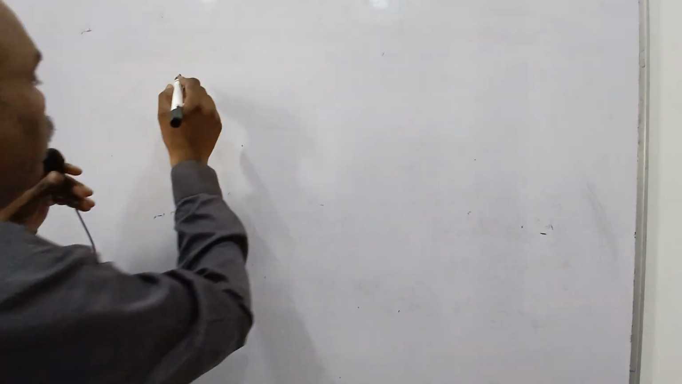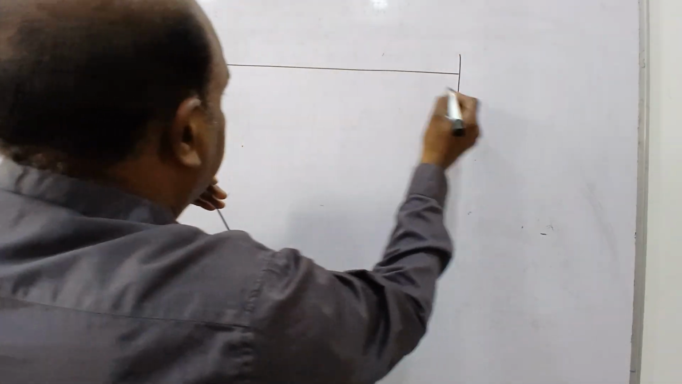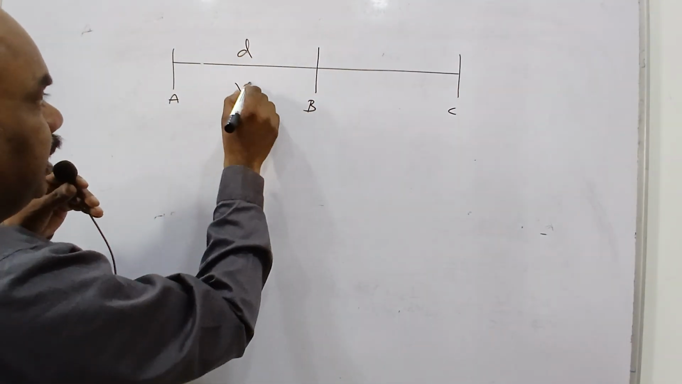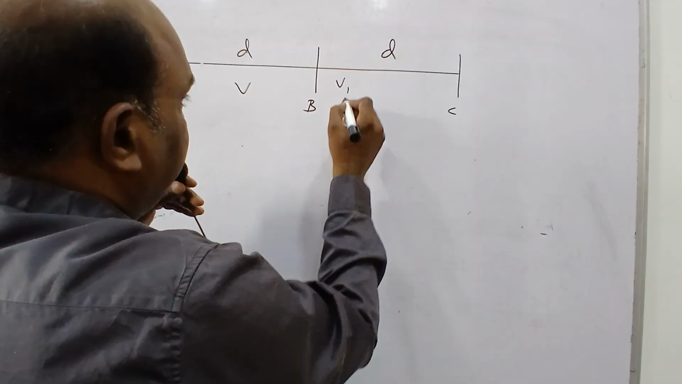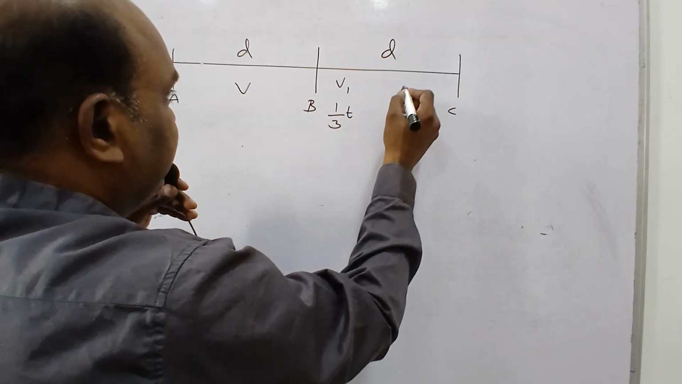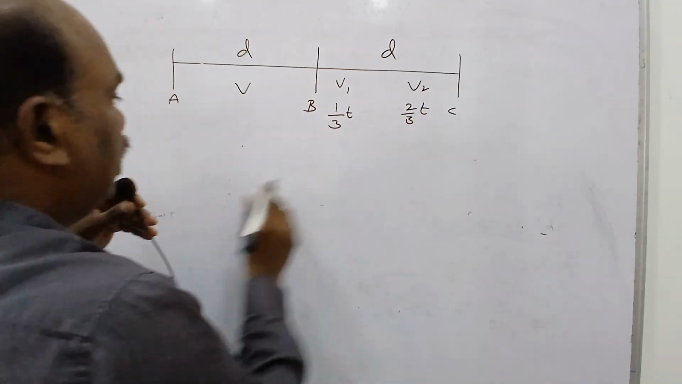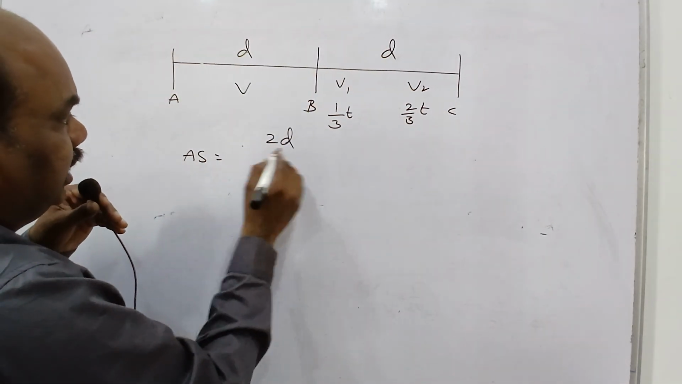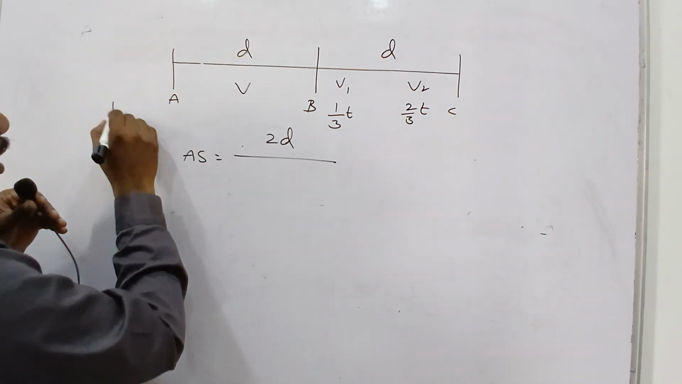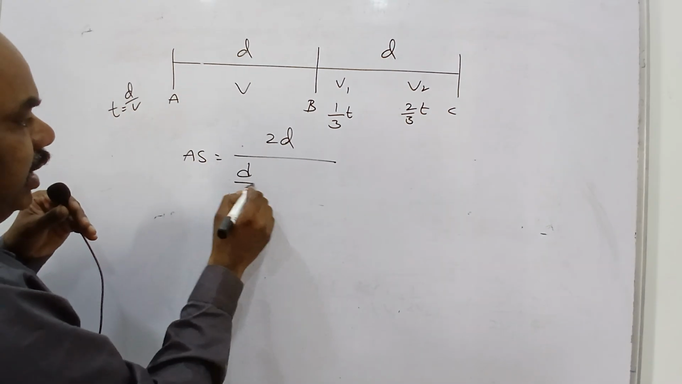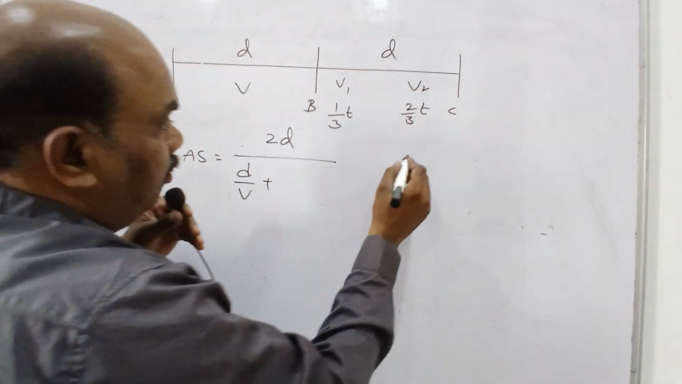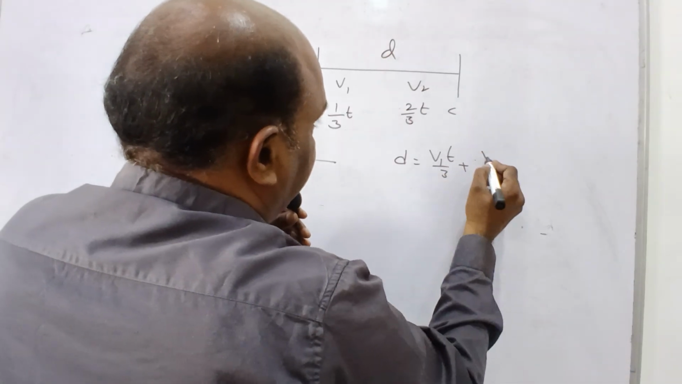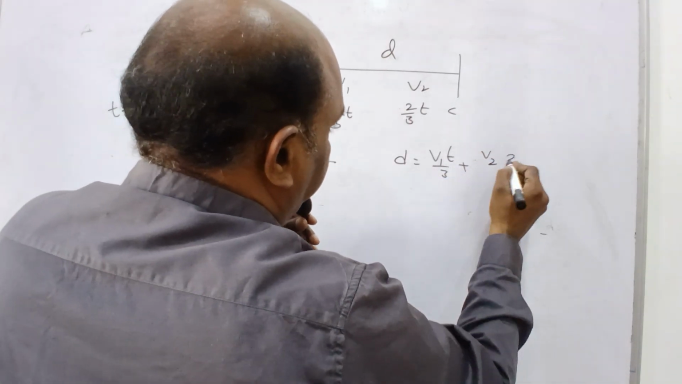Do one thing, beta. See here, this is the total distance from A to C. Half of the distance he travelled with a speed v. The remaining half distance with v1 speed for 1 by 3 of the time and v2 speed for 2/3 of the time. Now they are asking average speed: total distance by total time. Let the total distance be d plus d, 2d, by time. This time is equal to distance by speed. So d by v plus this time we want. So first of all, distance is equal to speed into time: v1 into t by 3 plus v2 into 2t by 3.